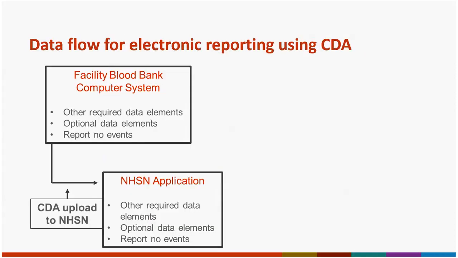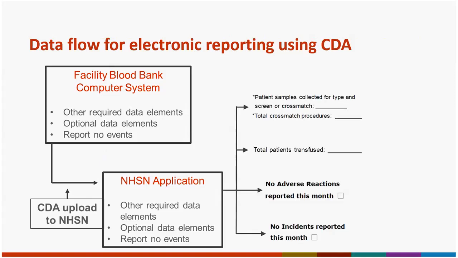In addition, the facility's blood bank computer system also contains information on other required and optional data elements on the denominator form. These can be uploaded to the NHSN application by the facility's CDA as well. And this maps directly to the additional required and optional questions on the denominator form, as shown here.